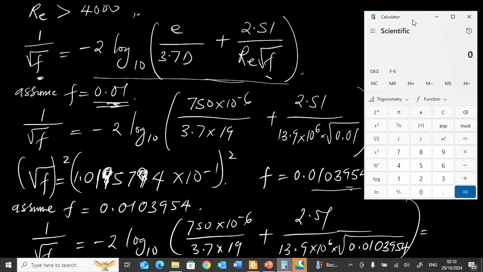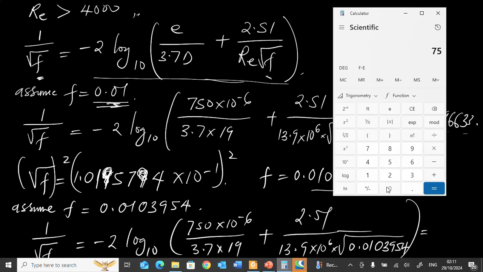Now using the calculator, we have 750 exponential minus 6 divided by 3.7 divided by 19, plus 2.51 divided by 13.9 exponential 6 divided by 0.01039954 raised to the power 0.5, equal to.